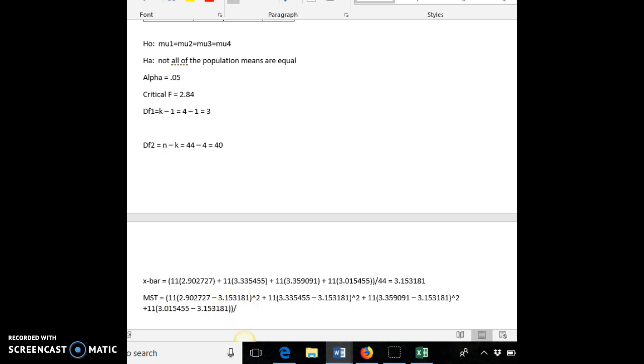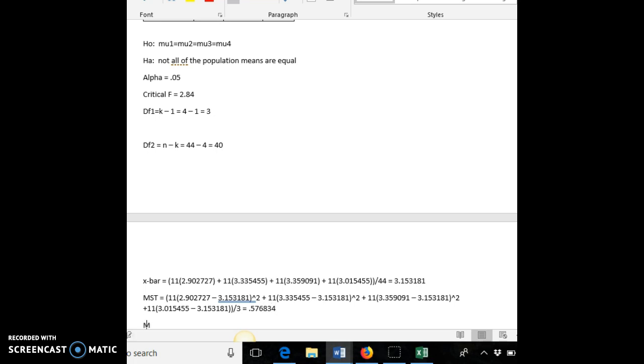All right, now truly all of this computation from here to here is the top of the fraction, so that's divided by k minus 1, or we can think of our degrees of freedom, number 1. So it's divided by 3. All right? And if we do that huge and horrible computation, we end up getting 0.576834. All right, now that's our MST.